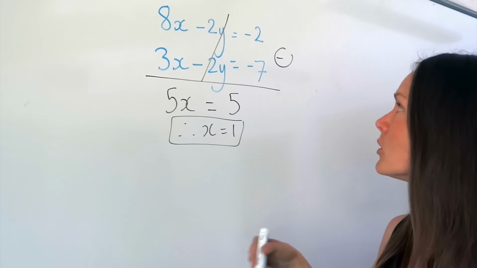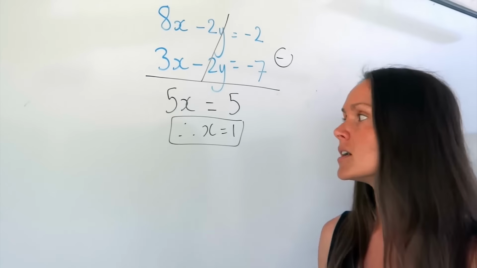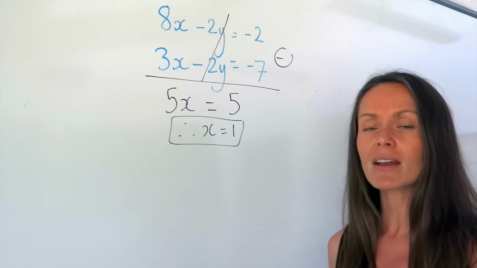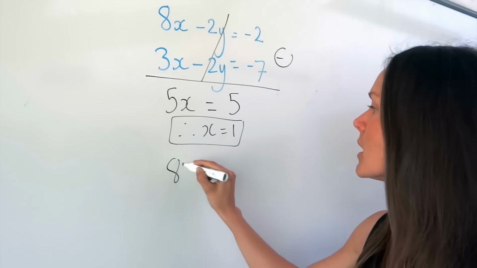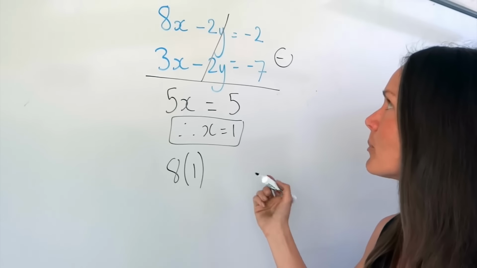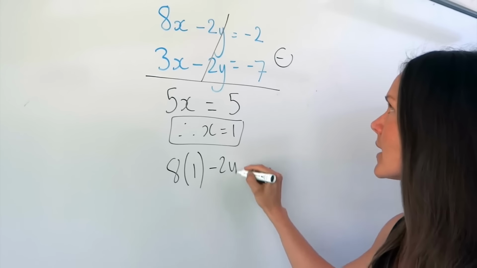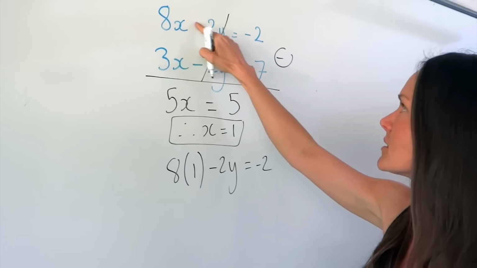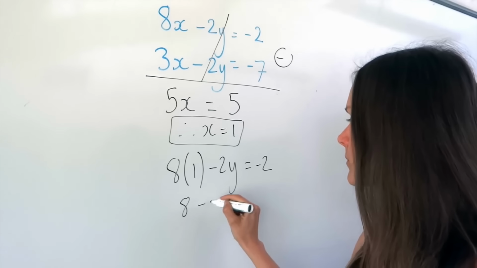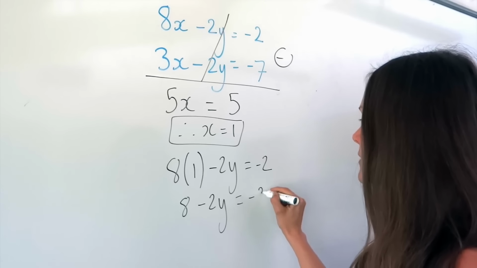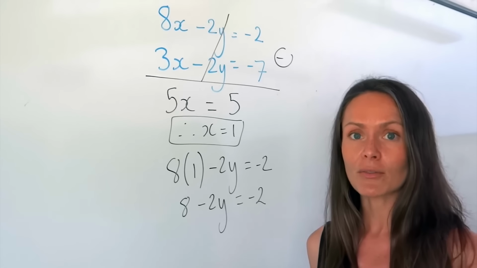So just like before, write out one of the equations again, substitute in your value of x, and then solve to find y. So if I take the top equation, I've got 8, but I'm replacing the x with 1. Everything else in that equation stays the same. Well, 8 times 1 is just 8. So I'm going to solve this equation to find y.